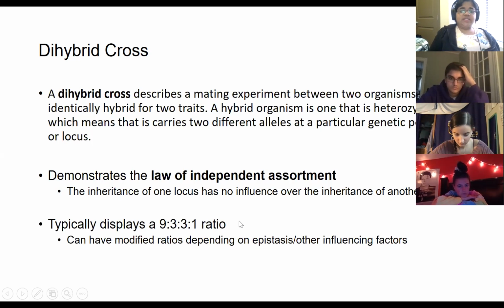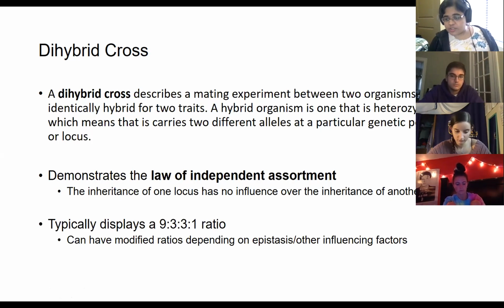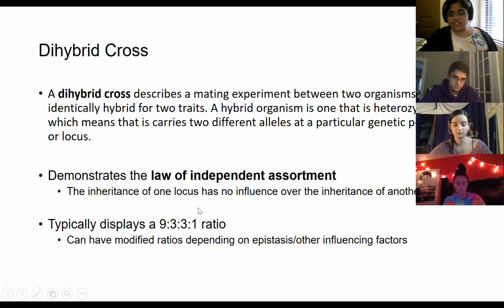And in this case, you would see a ratio of 9:3:3:1. This can be changed depending on other factors, but that's all you need to know at the moment, because you guys won't be getting to that until next class or so. So don't worry about that. Just know that this is the ratio. It allows you to figure out the law of independent assortment, okay?